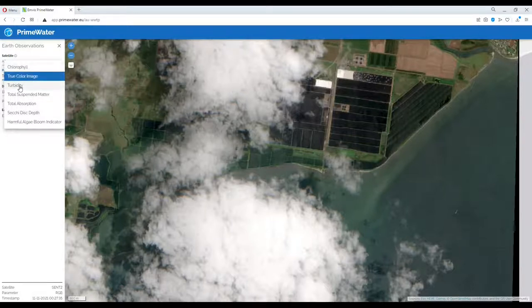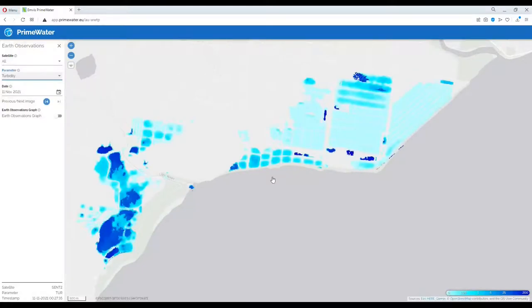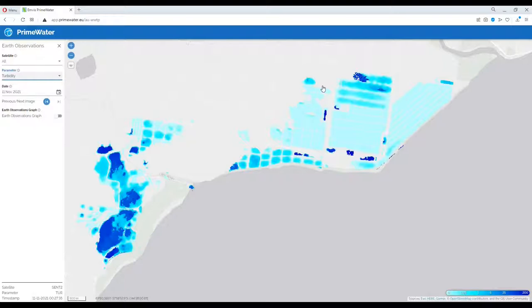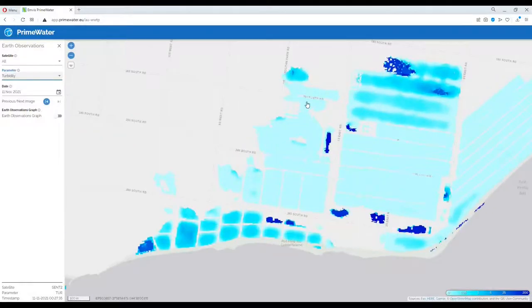Apart from chlorophyll A, we are also able to quantify turbidity, total suspended matter, total absorption, Secchi disk depth, and also a harmful algae bloom indicator, which classifies the probability of HAB existence based on the presence of phycocyanin pigments. Also, we are able to provide surface water temperature from Landsat. However, this product is not available in this case study due to the low resolution of Landsat at 30 by 30 square meters and the small size of the ponds, which causes a strong interference with the land boundary. However, surface water temperature is available on all the other case studies.